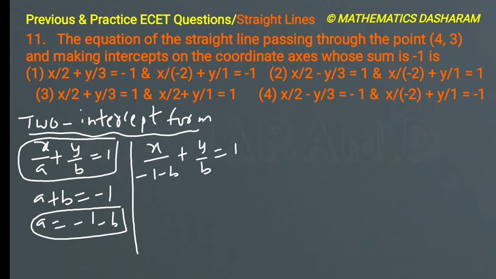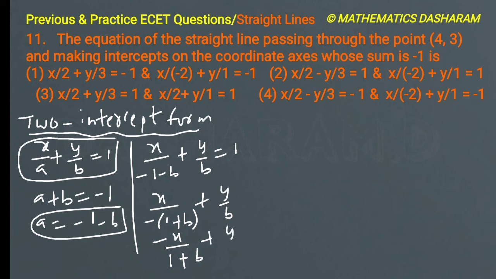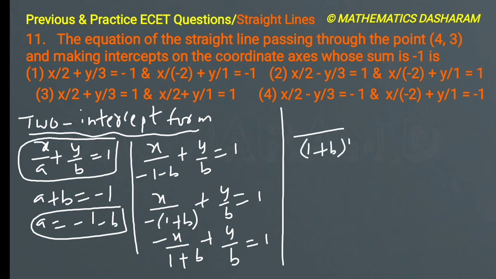Next, take the minus common in the denominator, so 1 plus b. The minus can be written in the numerator place: minus x divided by 1 plus b, plus y by b, equals 1. So now take the LCM. 1 plus b into b is the LCM.